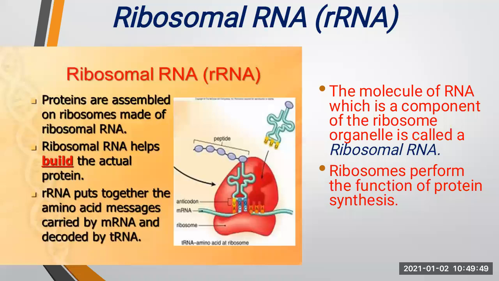Right, the molecule of RNA which is a component of the ribosome organelle is called ribosomal RNA. Ribosomes perform the function of protein synthesis. Whatever information is brought by the messenger RNA is decoded by the transfer RNA, called tRNA, and then those amino acids are brought to the ribosomal RNA, and the actual synthesis of proteins takes place in the ribosomes with the help of ribosomal RNA.